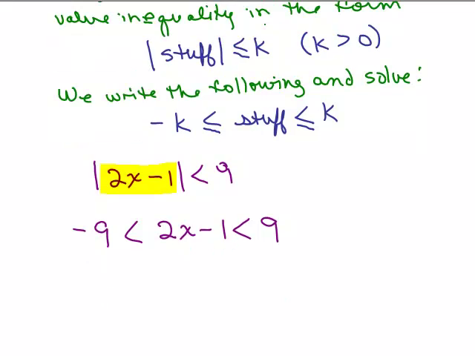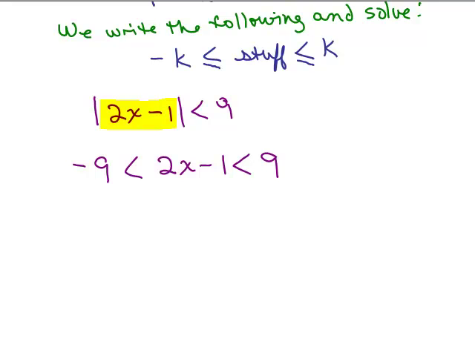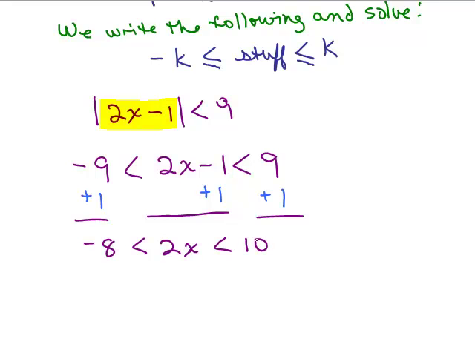All right, so let's keep going. We're going to add 1 to both sides. I'm sorry, to all three parts. It's not quite like an equation because there are not just two sides. So we have negative 9 plus 1 is negative 8. And now minus 1 plus 1 is just going to give us a 2x in the middle. And 9 plus 1 is 10. And lastly, we'll just divide everything by 2. Now, since we're dividing by a positive number, we don't switch the inequality sign. It stays just like it is. So we've got that x is between negative 4 and 5.